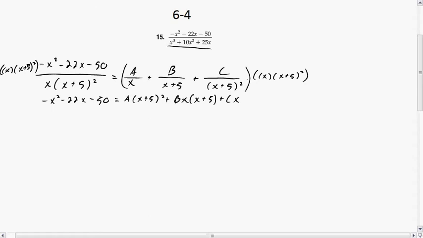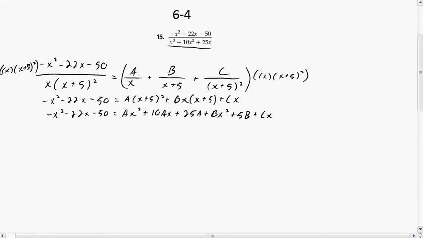And now we're going to want to multiply that out on that side, so we're going to have negative x squared minus 22x minus 50 again is equal to Ax squared plus 10Ax plus 25A. Just multiply that out. Now plus Bx squared plus 5Bx, that's a bad B, I'm sorry, plus Cx. Okay, now that we have all that, we can look at our terms.